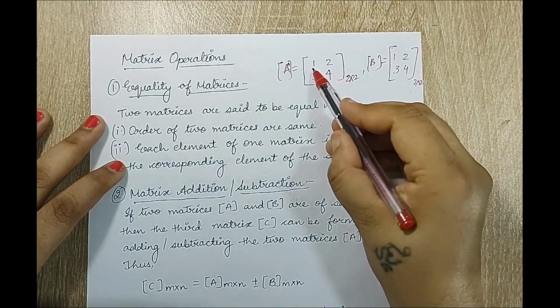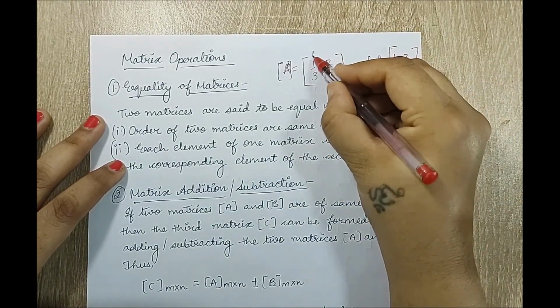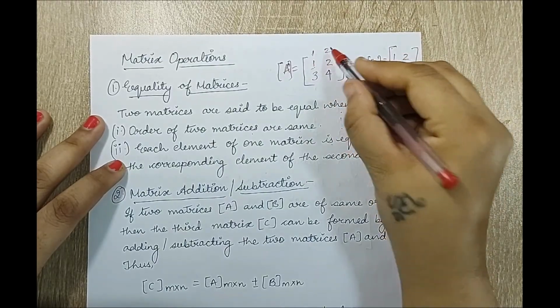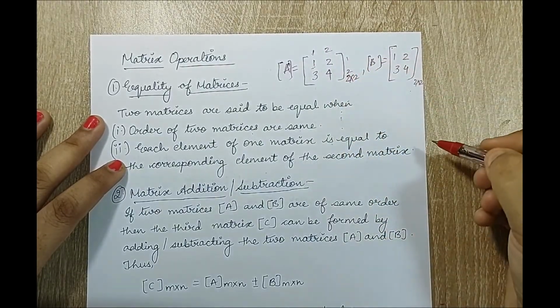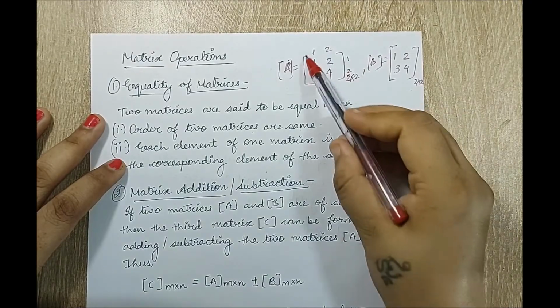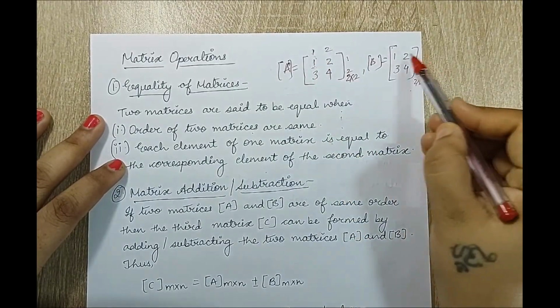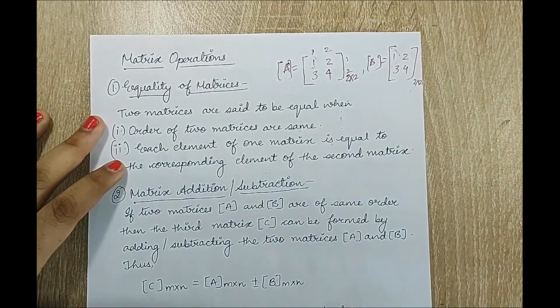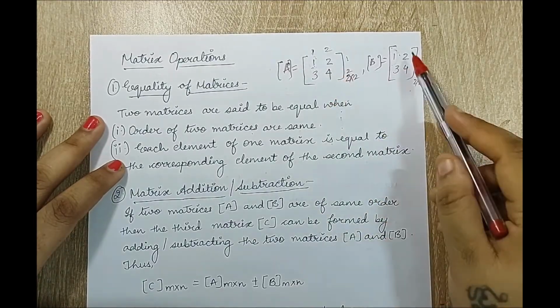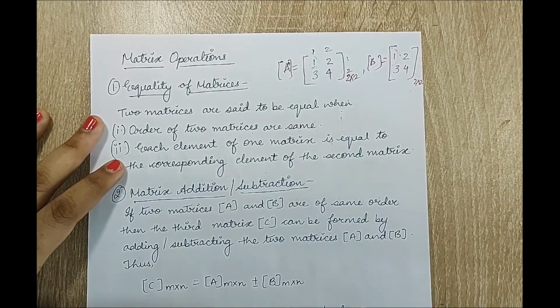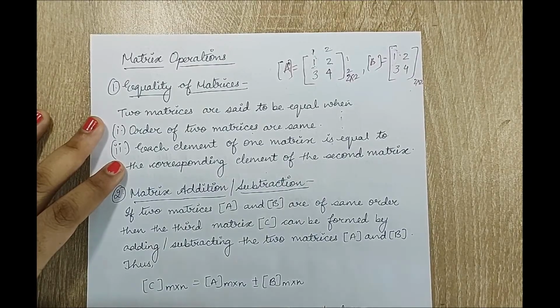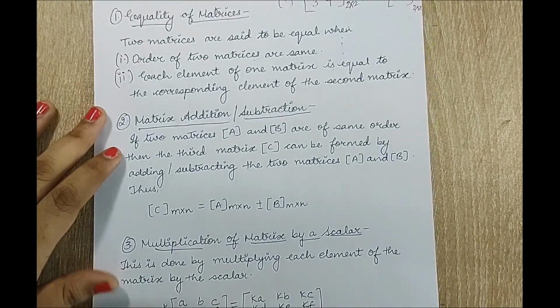Now I should have the corresponding element, meaning the position: first column, second column, first row, second row. You can observe the first row, first column element is 1. Again the first row, first column element is 1. Which means they all should be equal in both the matrices. So this is just a basic rule of equality of matrices.